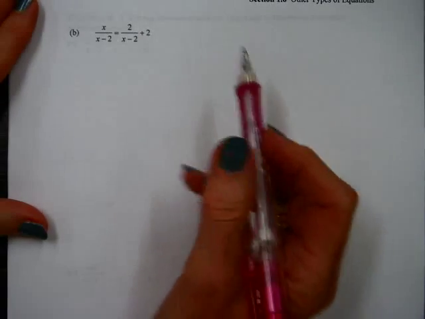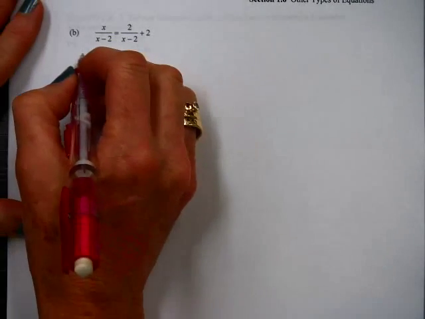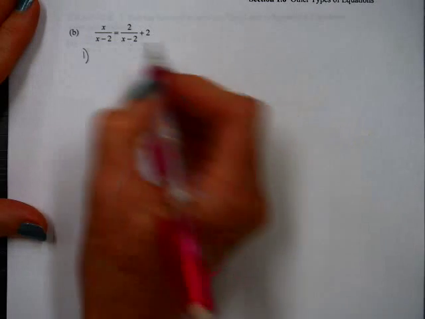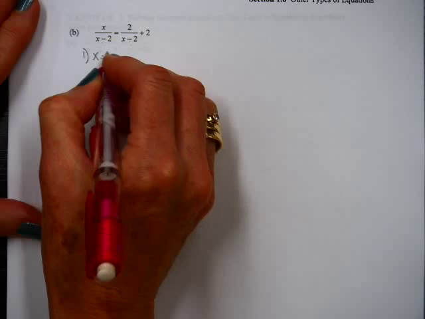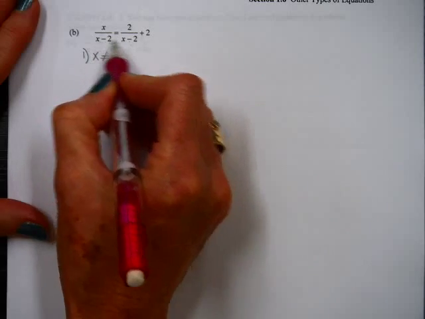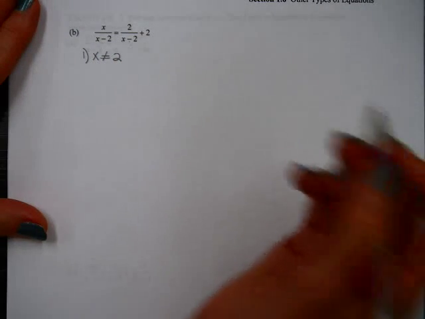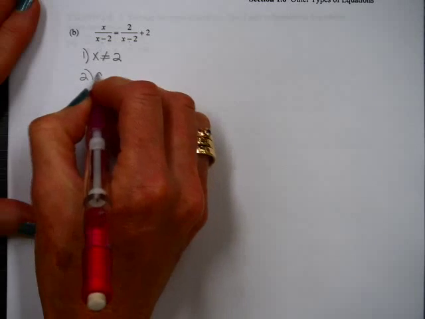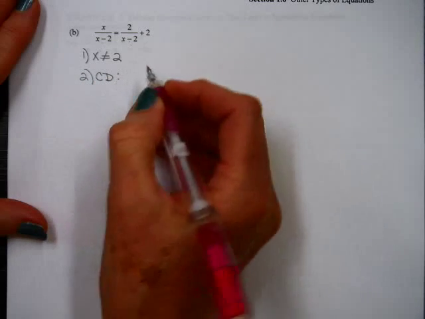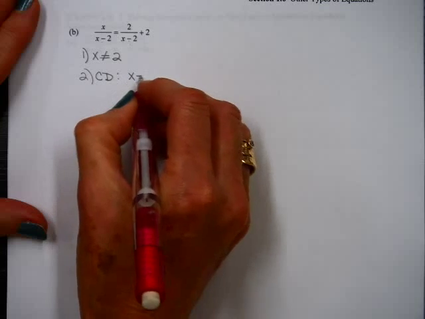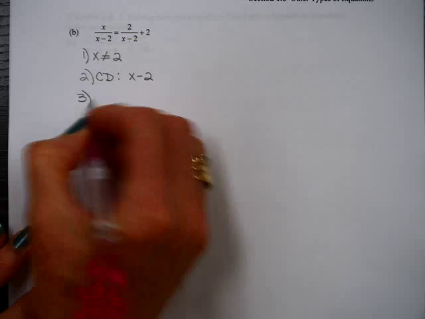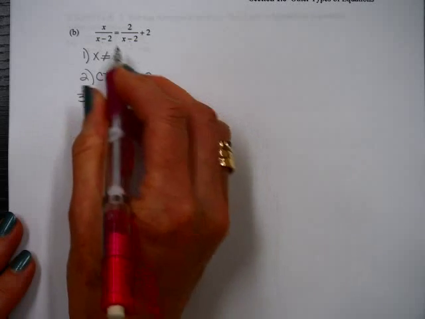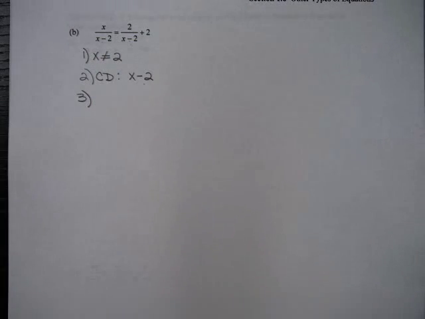A rational equation. Note any restrictions that you might have. The only restriction we have is that x cannot be equal to 2 because 2 will make both of these 0. Next thing we need is our common denominator. Well, our common denominator is x minus 2.